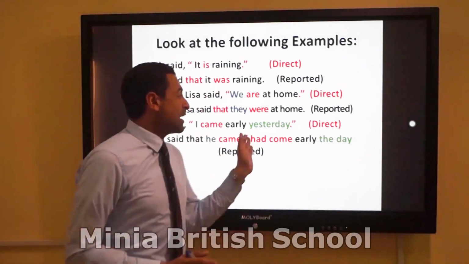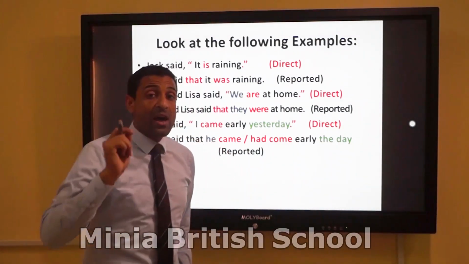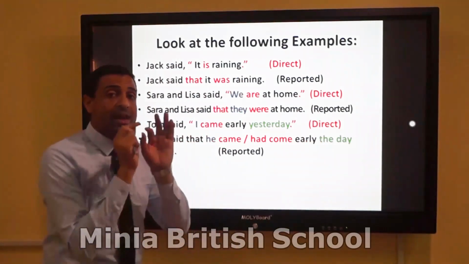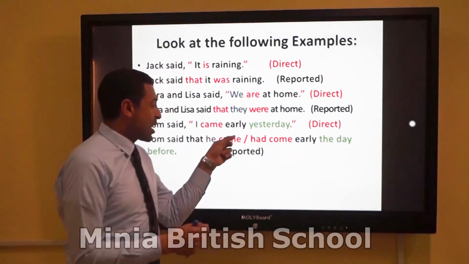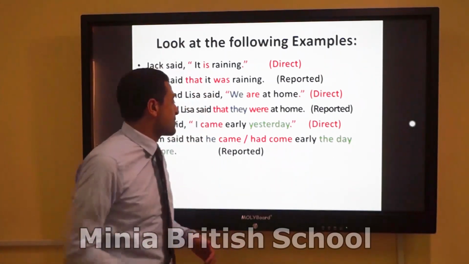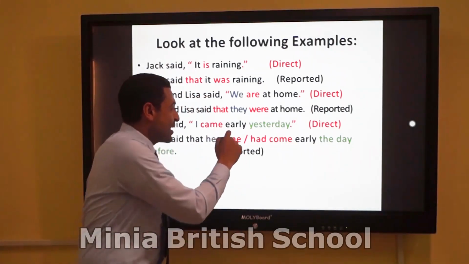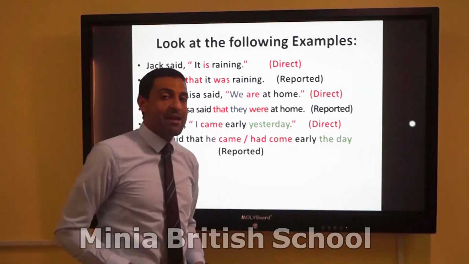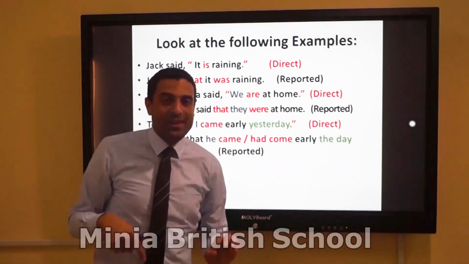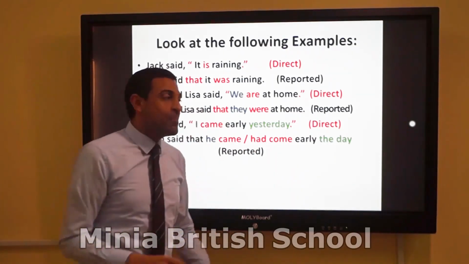What does it mean? It means that if you have the past simple tense for a direct speech sentence, you can keep it as it is for indirect speech, or change it to be past perfect. So here you can say, Tom said that he, look at the red color, came. It can stay the same, or you can change it to past perfect. Both are correct. Tom said that he came or had come early.